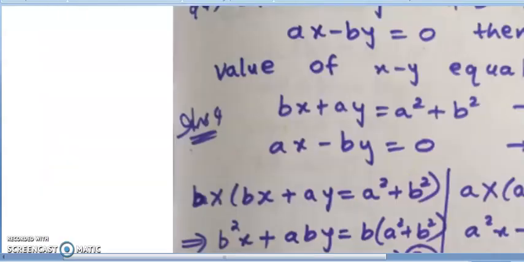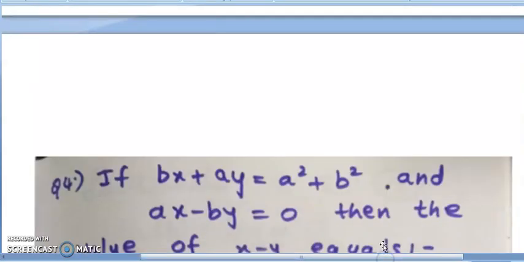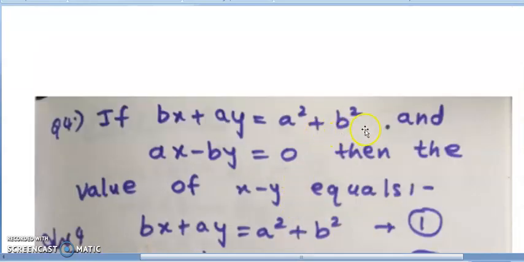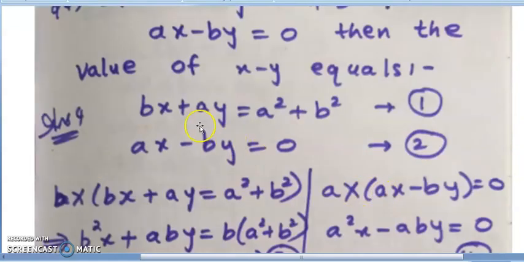Now moving to the next question. The next question is: if bx plus ay is equal to a square plus b square and ax minus by is equal to 0, then the value of x minus y equals. So here if I observe, the first equation is bx plus ay is equal to a square plus b square and the second equation is ax minus by is equal to 0.